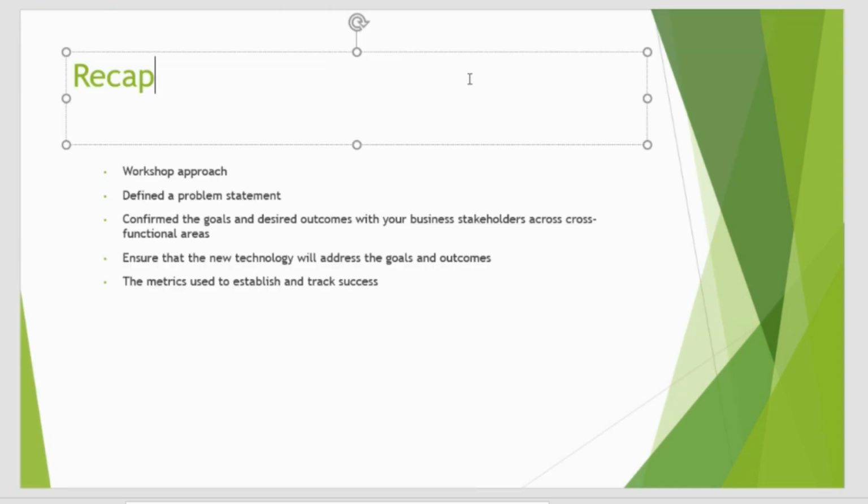You want to say that in this presentation, I was able to define my workshop approach. I was able to show you how I define a problem statement. I was able to show how I would confirm the goals and desired outcomes with the business stakeholders across cross-functional areas. I was able to ensure that the new technology will address the goals and outcome and show you how I would go about getting that done. And I also showed you the metrics that I would use to track success. And so with this, I have demonstrated my ability to present a very complex thing to show you how I would actually work through organizing a workshop.